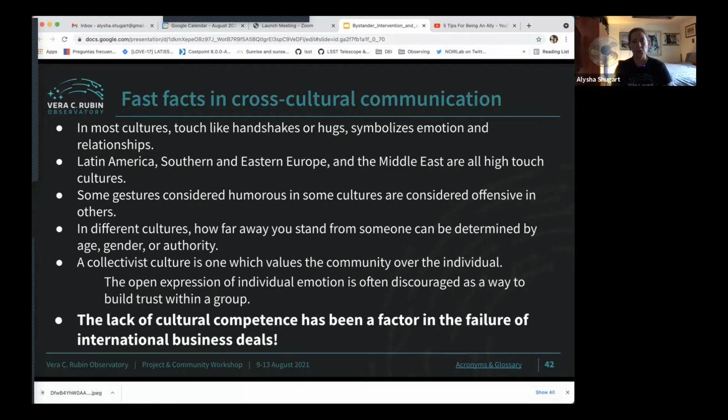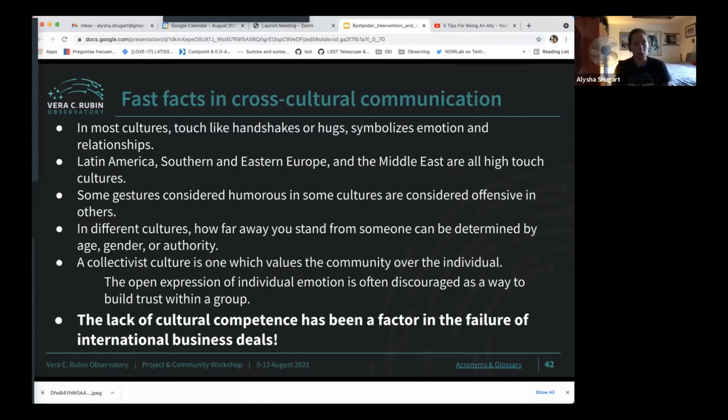differences in cultures. So of course, in most cultures, touch like handshakes or hugs symbolizes emotion and relationships. Latin America, Southern and Eastern Europe, and the Middle East are all high touch cultures, meaning this is a way of communicating, symbolizing relationships much more, handshakes and hugs especially. Of course, we might all know this, but some gestures that are considered humorous in some cultures are considered offensive in others.